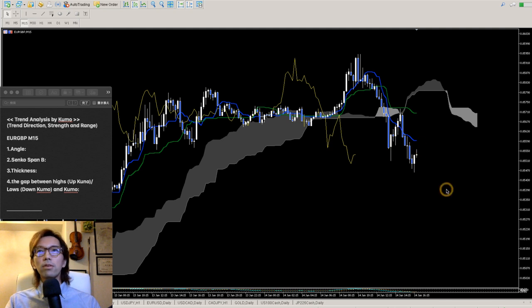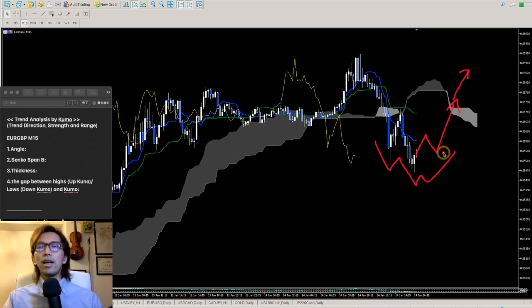So yeah, right now it's sloping down. Everybody's right, it's sloping down. So there's no pushback confirmation yet. In this case, there are so many scenarios that you can create, so it's kind of meaningless to create a scenario. For example, let's say this might be a reverse head and shoulders like this, and the price might go up and break the Kumo and keep going up, right?